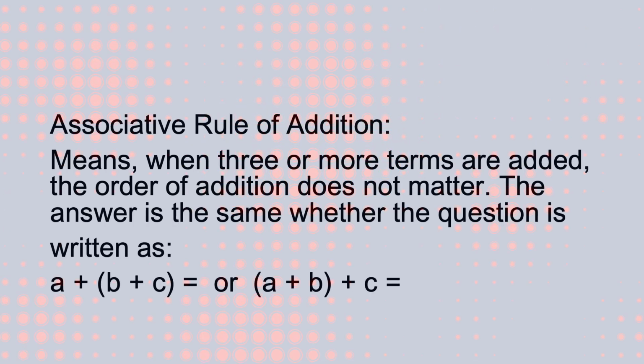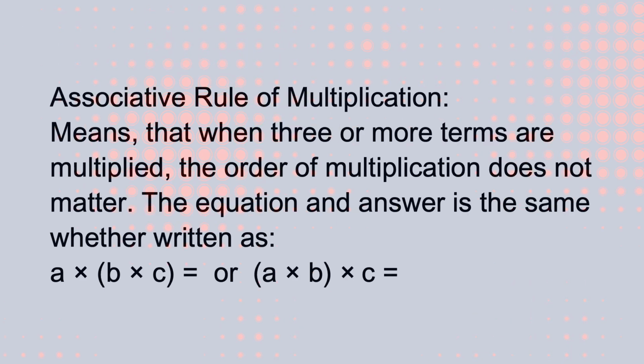Associative rule of addition means when 3 or more terms are added, the order of addition does not matter. The answer is the same whether the question is written as a plus b plus c equals or a plus b plus c equals. Associative rule of multiplication means that when 3 or more terms are multiplied, terms meaning number, the order of multiplication does not matter. The equation and answer is the same whether written as a times b times c or a times b times c.